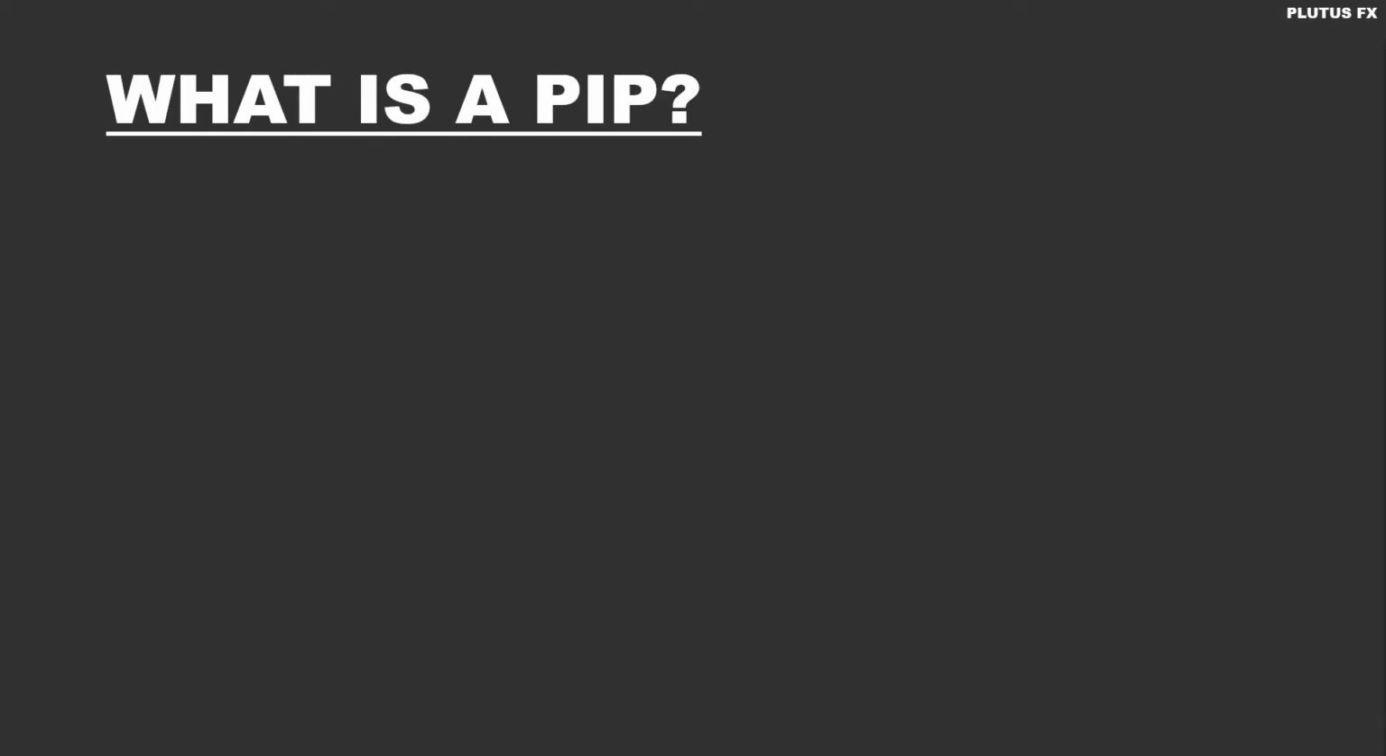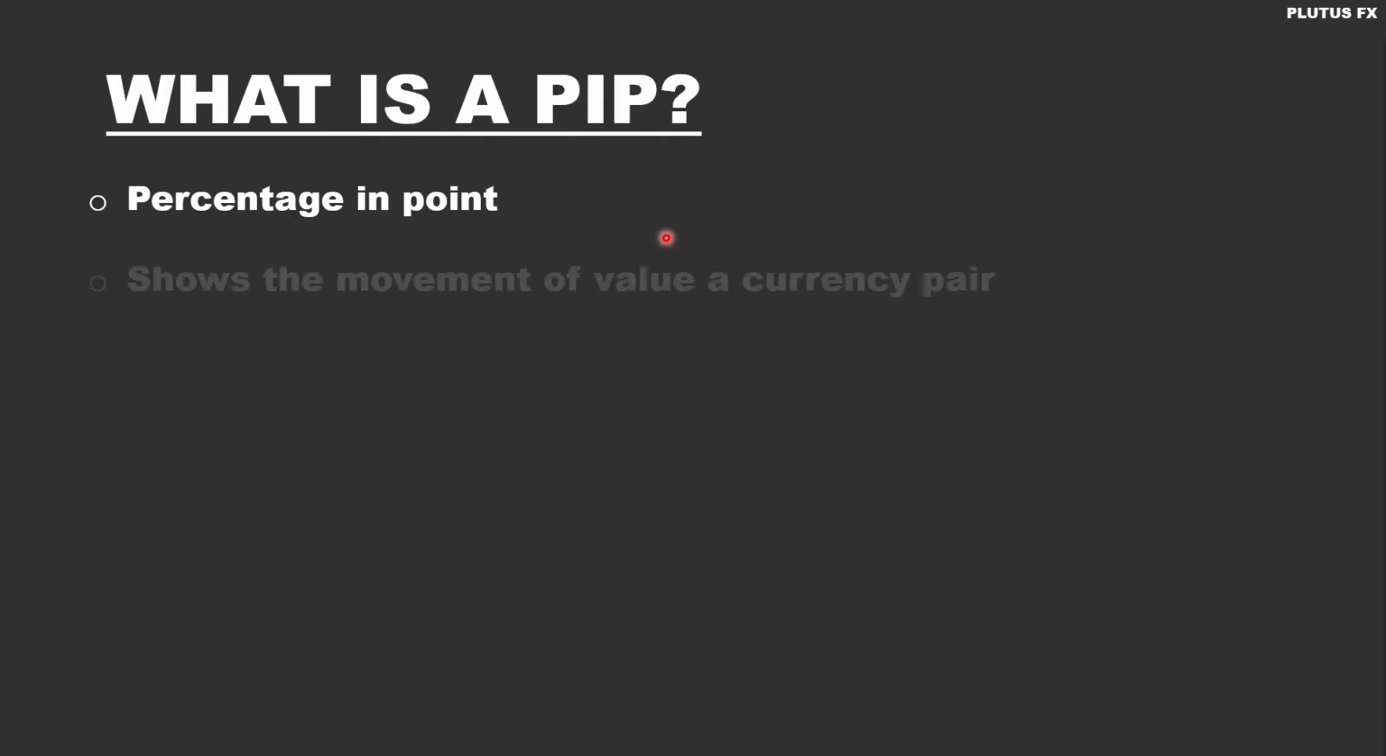So, starting off, what is a pip? A pip is a percentage in point. That's basically what it stands for. I'm not going to go into too much detail. As I said, this is going to be a simple, straight to it video. So, it shows the movement of a value of a currency pair. It's just how much the currency is moving each time the pip goes up.